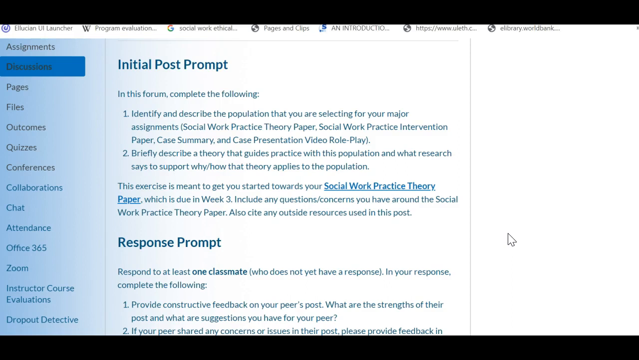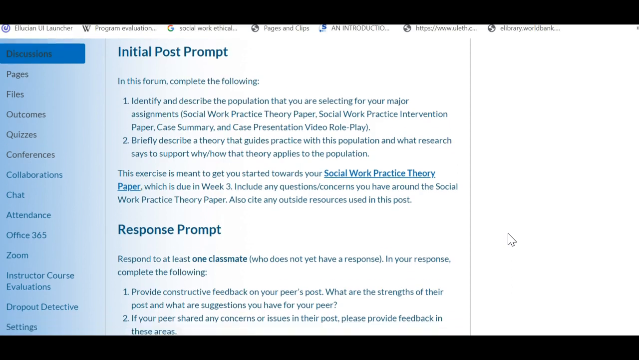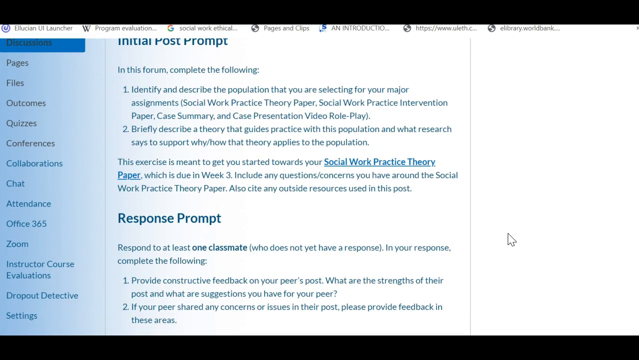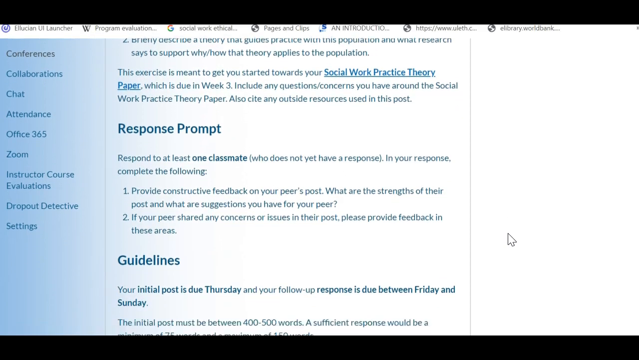First good place to start for that part 2 is the Walsh text. So within those chapters, you'll see that there is both an explanation of the theory, how it guides practice with different populations, as well as some aspects of research, more of a summary of the research. As I said, this is meant to get you started towards your social work practice theory paper due in week 3. Include any questions or concerns you have around the social work practice theory, and also cite any outside resources used in this post. Make sure to use APA style.